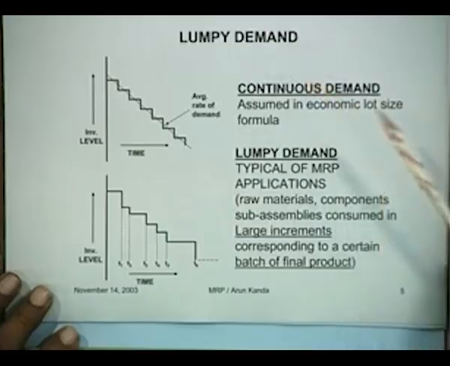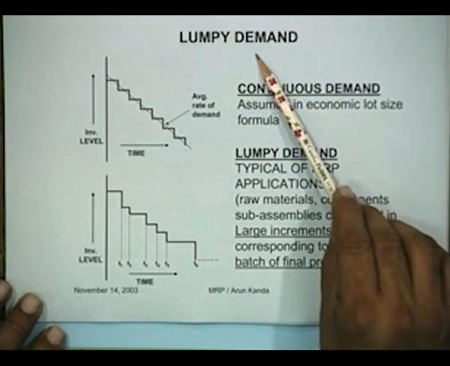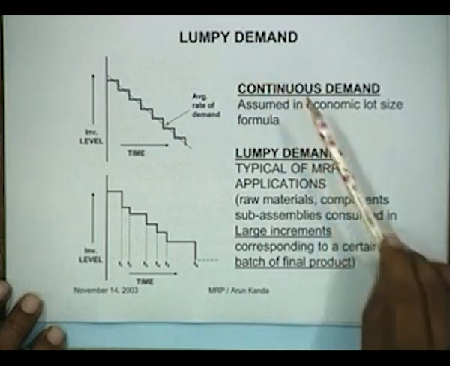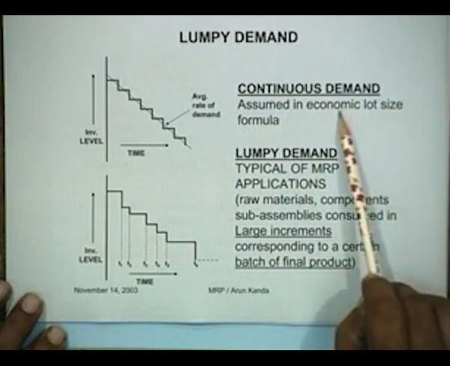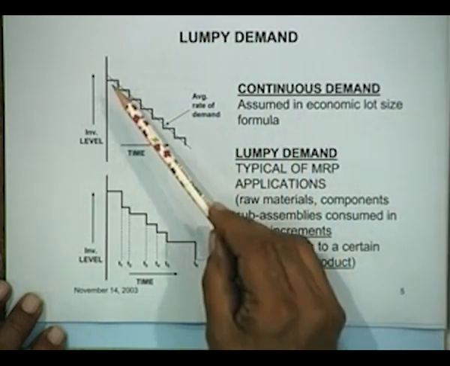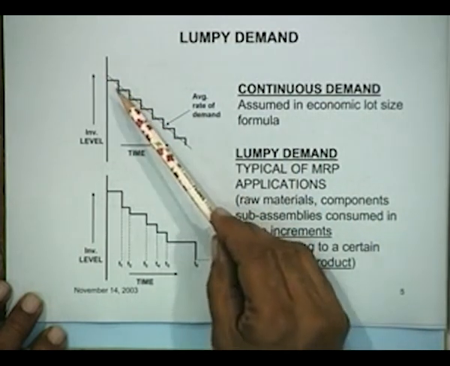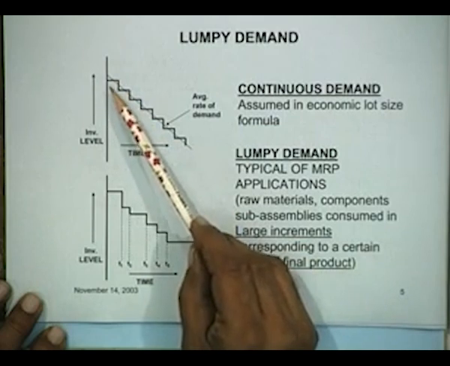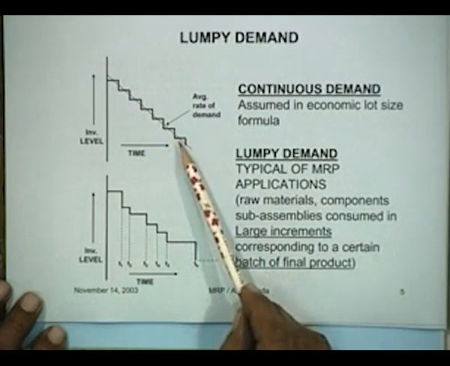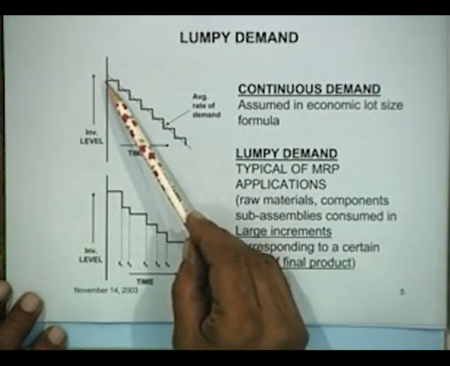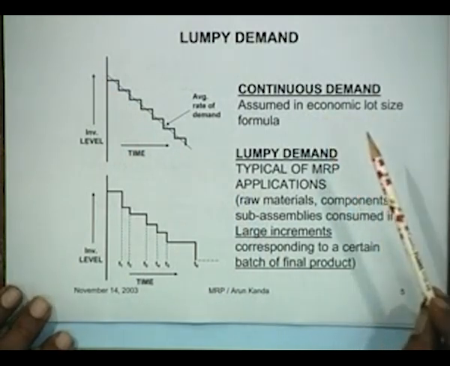Another very important feature of the dependent demand is the fact that the demand is lumpy, unlike continuous demand. For instance, if you take the economic order quantity or the economic lot size formula, we assume that the demand is falling at a constant rate. The actual demand might not be falling at a constant rate, but the withdrawals might be few, so that actually the variation of the inventory level could be a staircase function of this kind, which you are actually approximating by an average rate of demand. So this is the kind of thing which we assume in continuous demand.